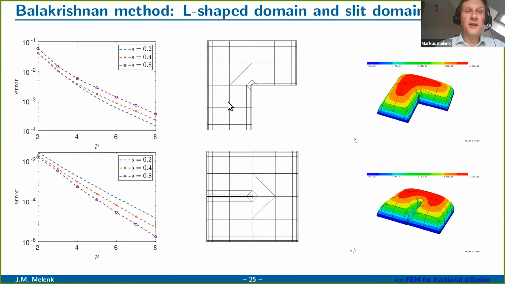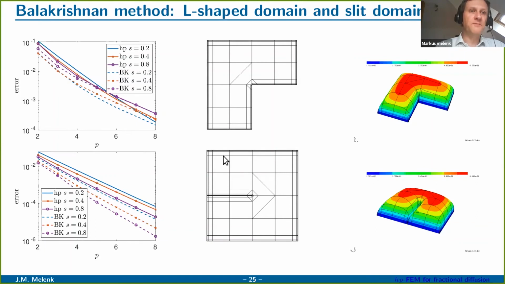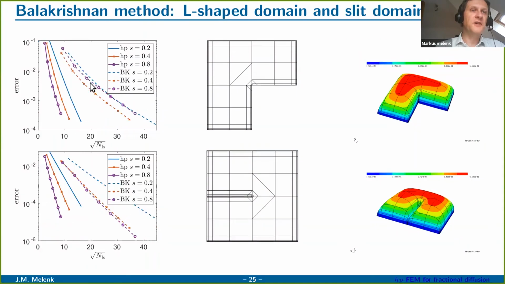We did the same calculation here for the L-shaped domain and for the slit domain. We compare again here the Balakrishnan formula with the Galerkin method, and also for the error versus number of linear systems that need to be solved. So qualitatively the same behavior as for the square domain happens.